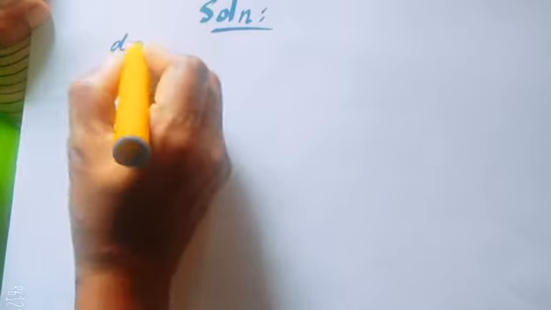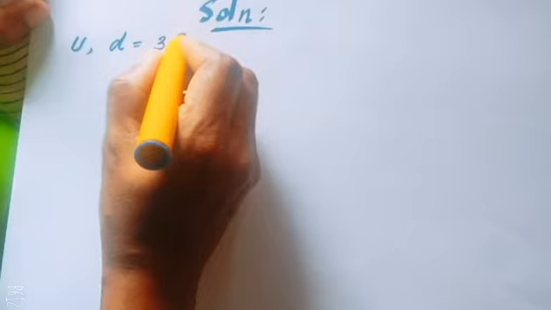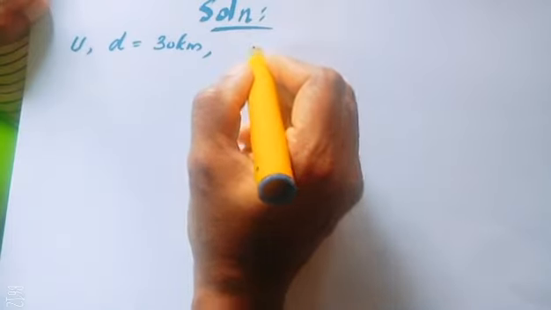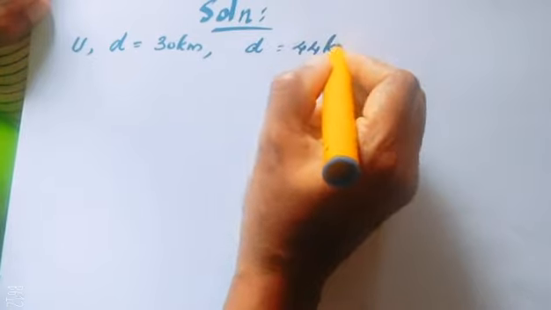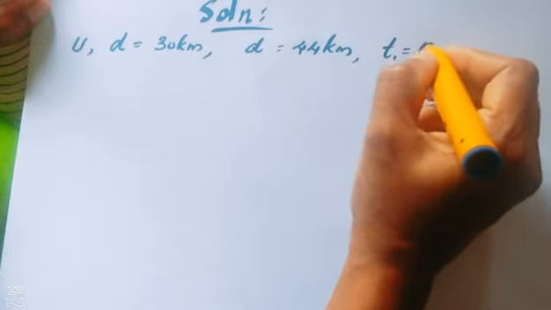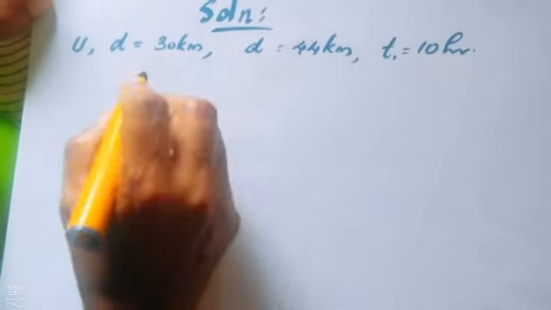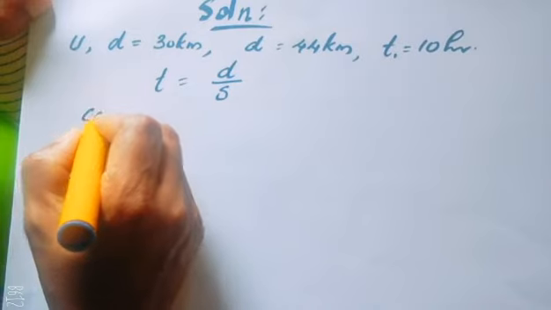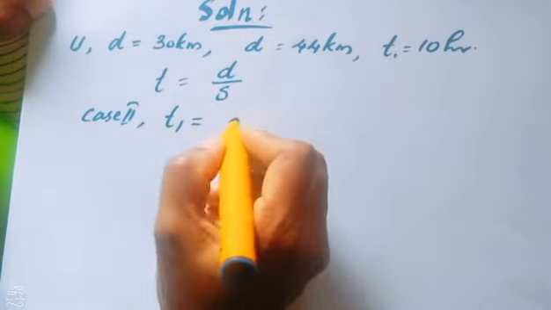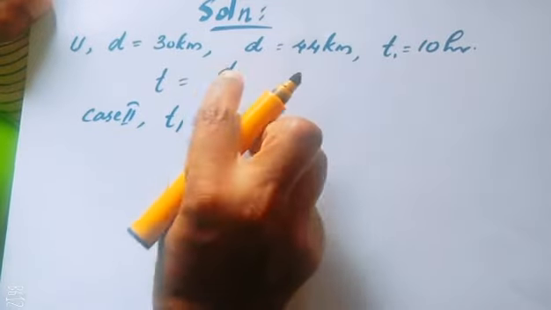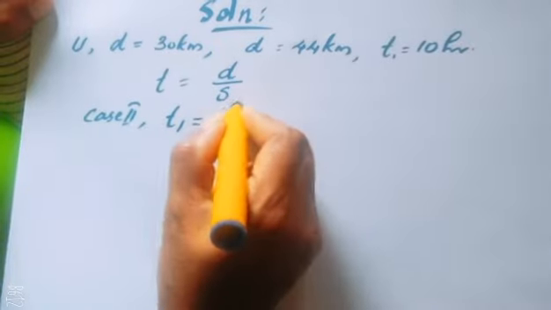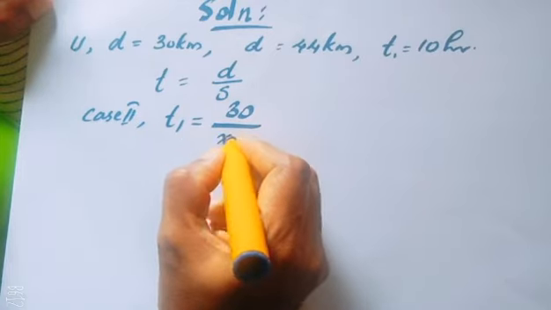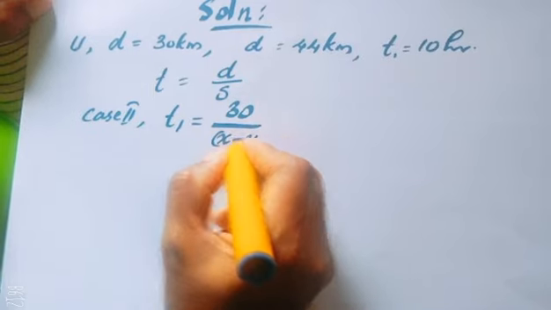See, we have distance. In the case of upstream, the distance traveled is 30 kilometer, and downstream the distance traveled is 44 kilometer. The time taken is 10 hours. We know that time equals distance by speed. So here we write in the first case, T1 equals distance traveled upstream, that is 30 kilometer divided by the speed of the boat in upstream. Already we have discussed, it is x minus y kilometer per hour.